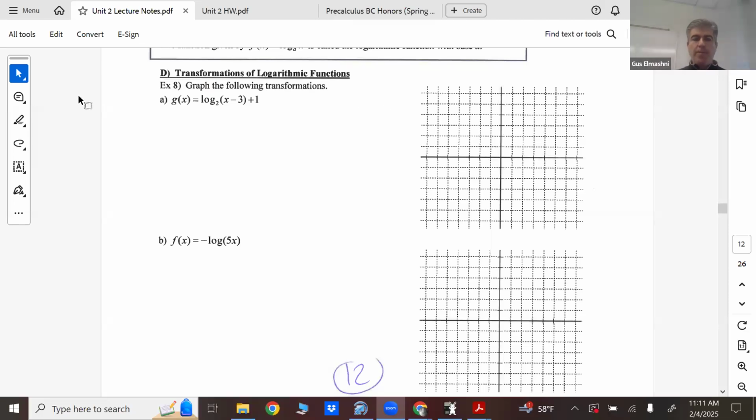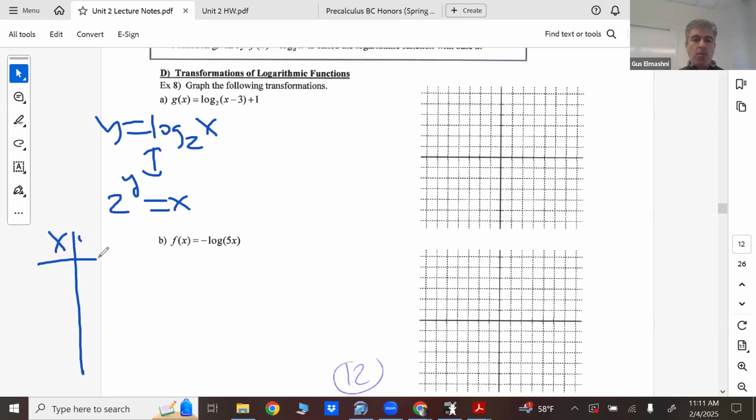So here's what I would do. I would do y equals log base 2 of x. That's the same thing as saying what, guys? x equals 2 to the y. Let's make a table. y is your input now. So we'll do 1, 0, -1. So you get 2, 1, and 1/2.